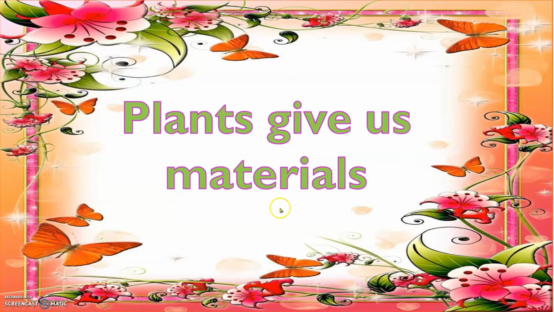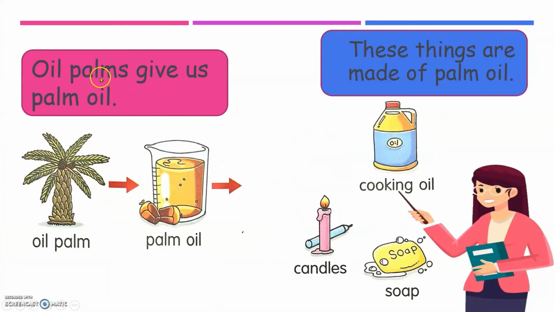Plants give us materials. Oil palms give us palm oil. These things are made of palm oil: cooking oil, candles, and soap.